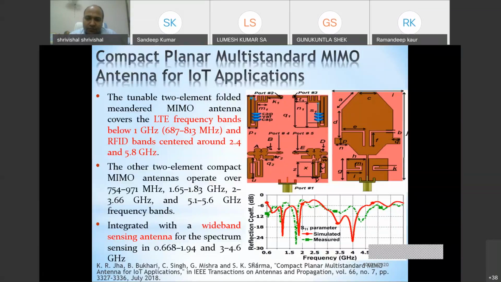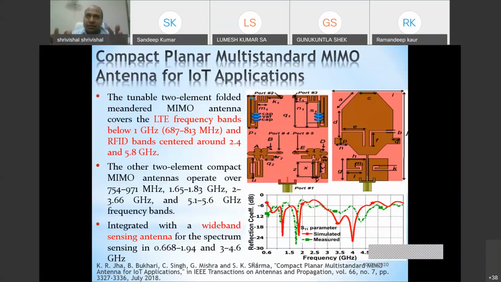There will be one wide band antenna for the sensing purpose of the complete band. So within that band, what are the free bands? Maybe some of you are aware of the cognitive radio concepts. In cognitive radio, the primary user's presence needs to be identified in the first place, and whenever the band is not utilized by the primary user or the licensed user, then the secondary user can transmit information in those bands. Keeping those kinds of applications in mind, this work has been proposed.